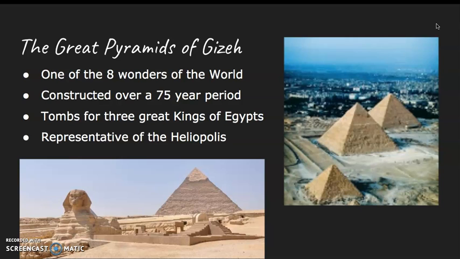Next is the Great Pyramids of Giza. The Great Pyramids, one of the 8 wonders of the world, were constructed over a 75-year period for the pharaohs Khufu, Khafre, and Menkaure. Khufu's was the largest, Khafre's was the second largest, and Menkaure's is the smallest. Scientists still question how these pyramids were built, as no one can figure it out.